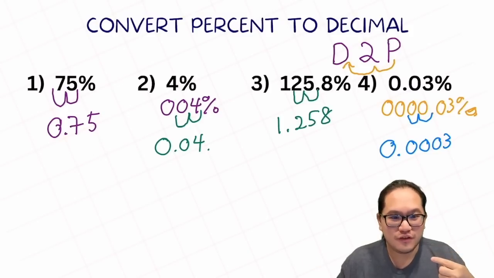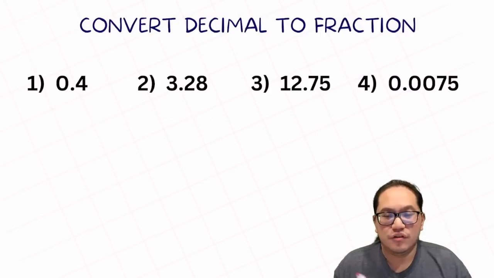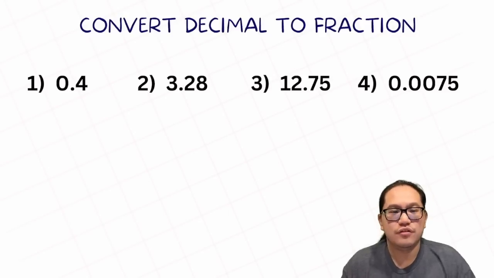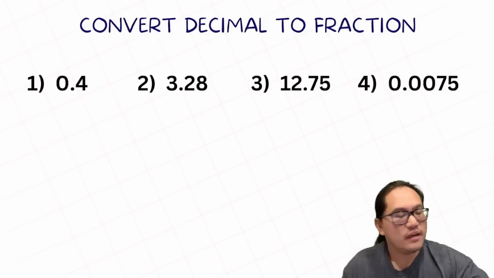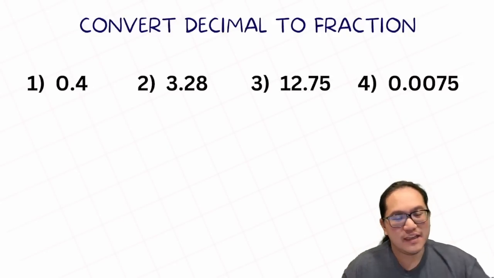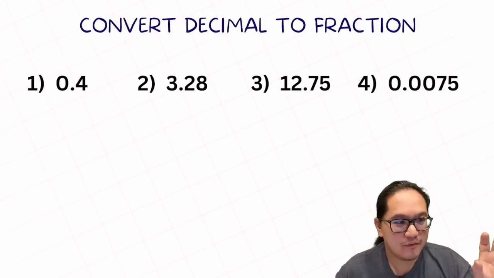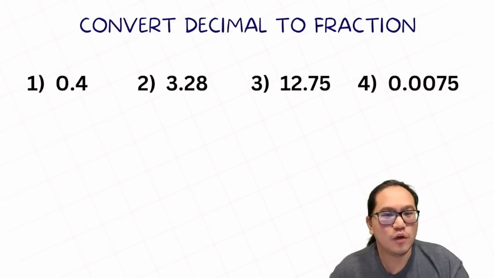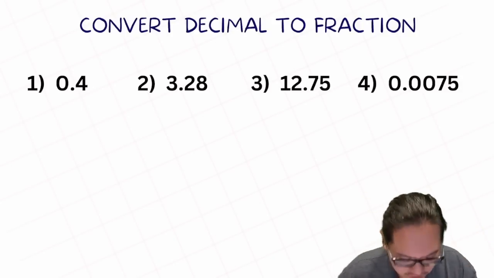Now let's move on to a little bit more complicated problems. So now, the next thing we need to learn how to do is convert decimal to fraction. It's super easy. We just need to find out which one will be our numerator, and how many 0 we need to add to the 1 to be our denominator. So how does that work?